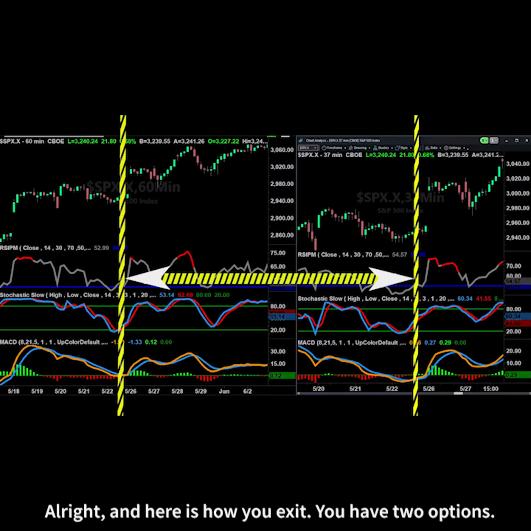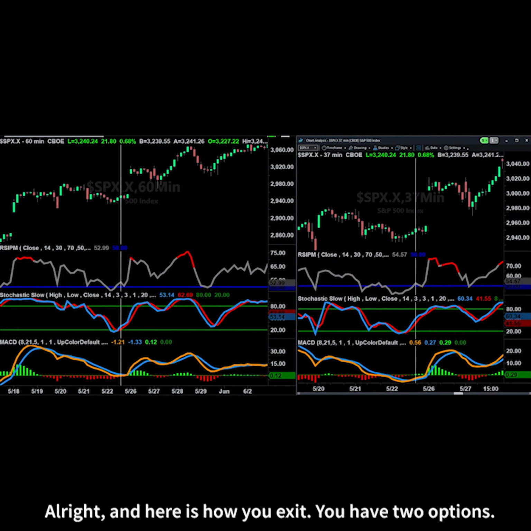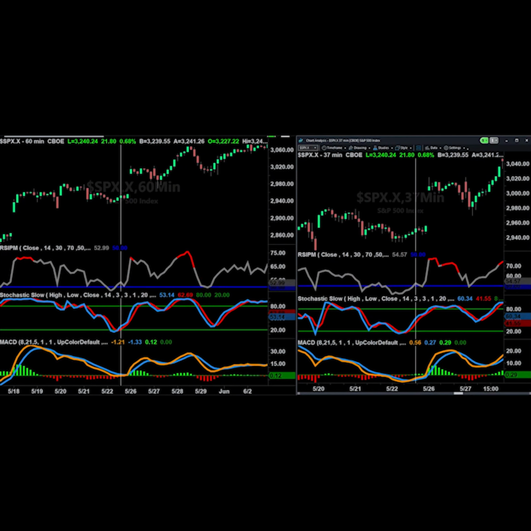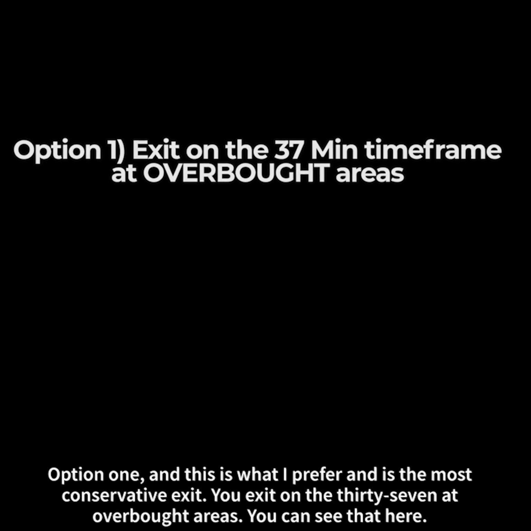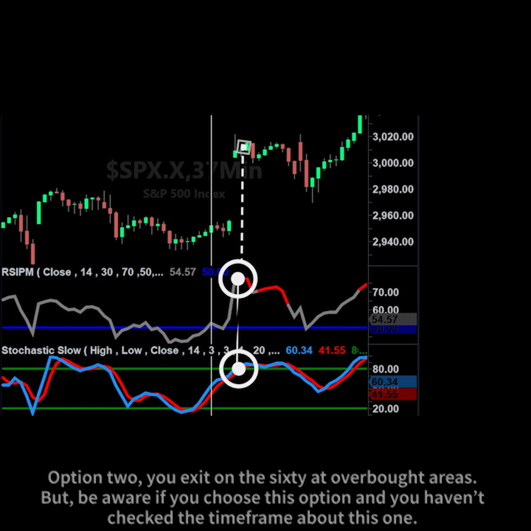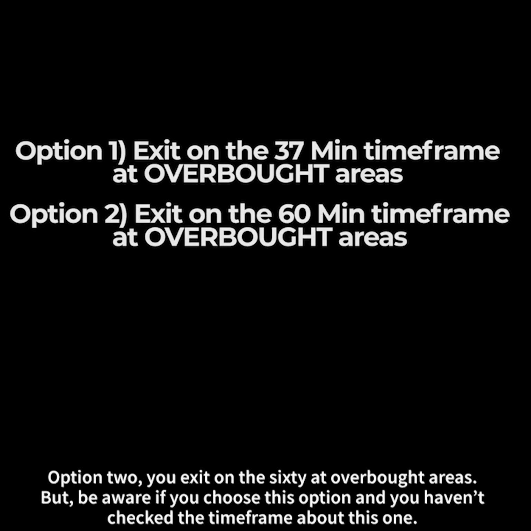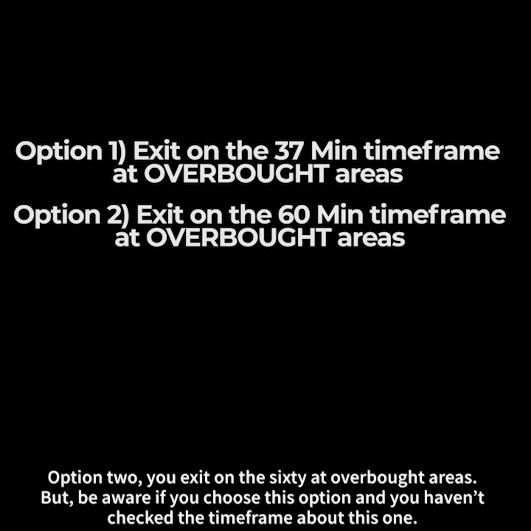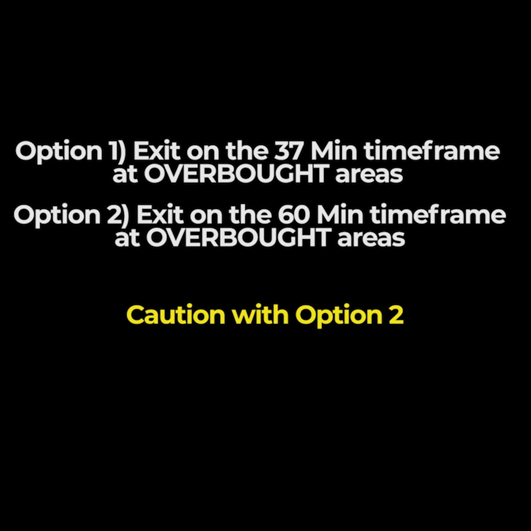All right. And here is how you exit. You have two options. Option 1, and this is what I prefer and is the most conservative exit. You exit on the 37 at overbought areas. You can see that here. Option 2, you exit on the 60 at overbought areas. But be aware, if you choose this option and you haven't checked the time frame above this one, that could reverse on us under some situations.